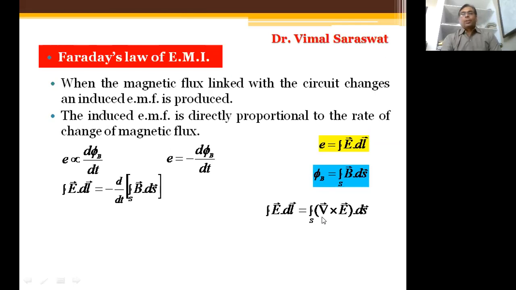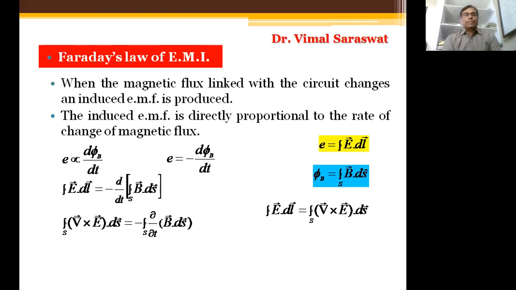So, we substitute E dot dl from here to here, and the surface integral does not depend on time. So this d by dt we take inside the integration. So, surface integral del cross E dot ds is equal to minus surface integral del by del t of B dot ds. Now we have surface integral on either side.